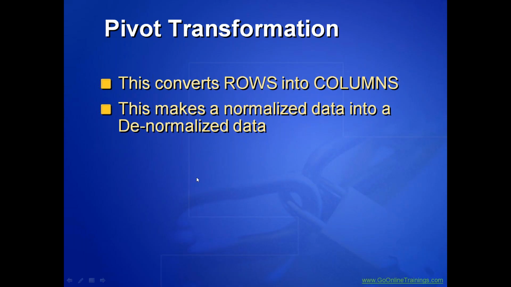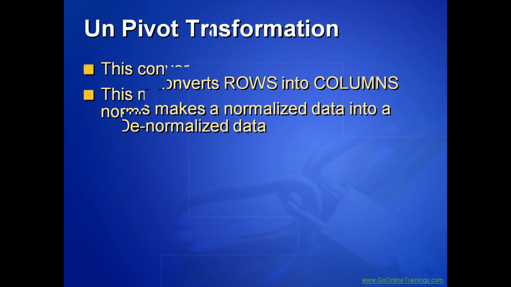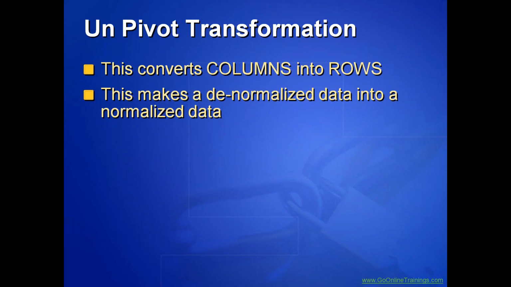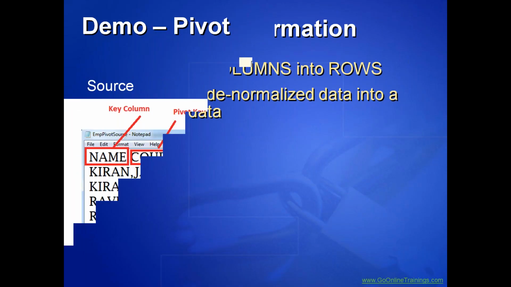This converts rows into columns. This makes normalized data into denormalized data. Unpivot transformation converts columns into rows. This makes denormalized data into normalized data.